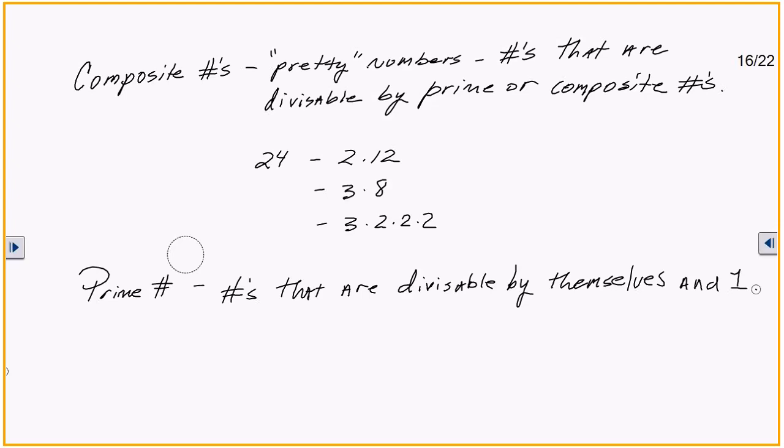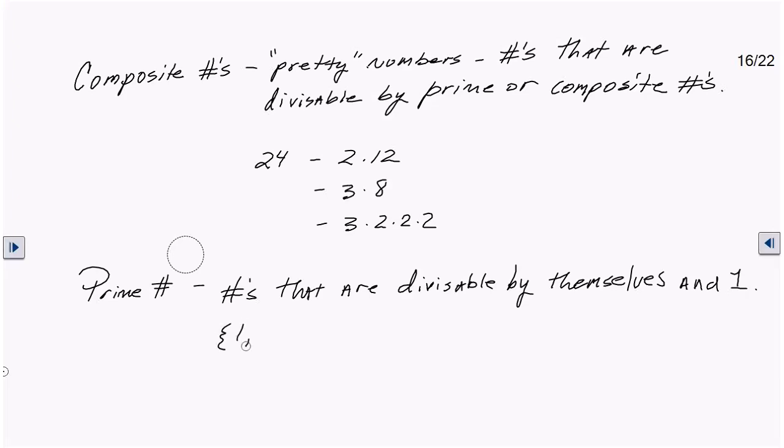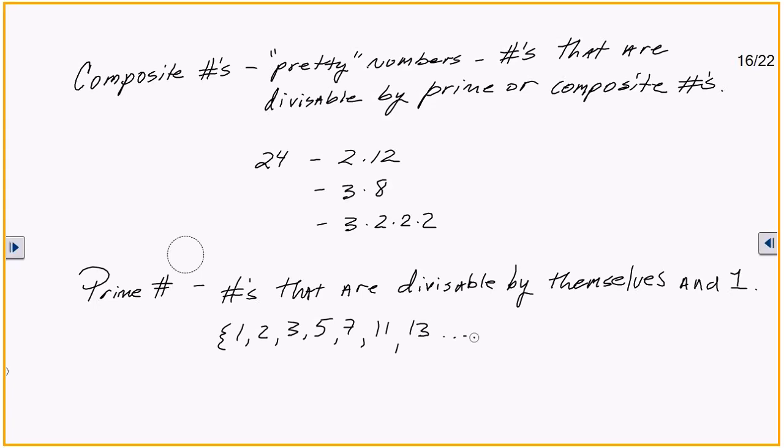Let me give you an example. 1, 2, 3, 5, 7, 11, 13, and so on. Now, those of you that say they're all odd, no, because 2 is in there. Well, most of them are odd. Well, where's 9? 9 is composite because 9 is divisible by 3 and 9. Primes are divisible only by themselves and 1. Those are the ones that are hard to deal with.